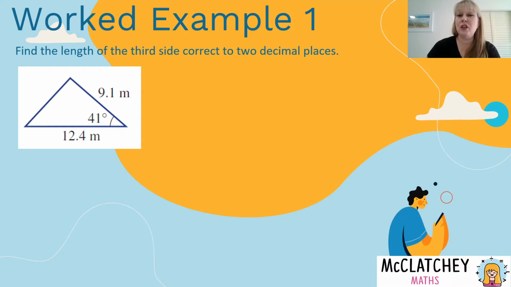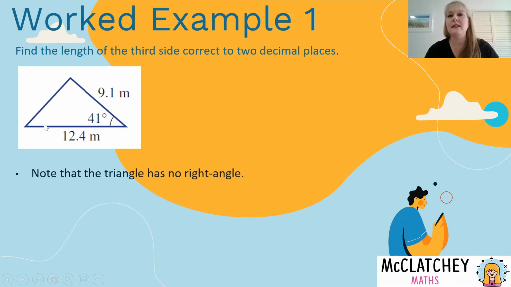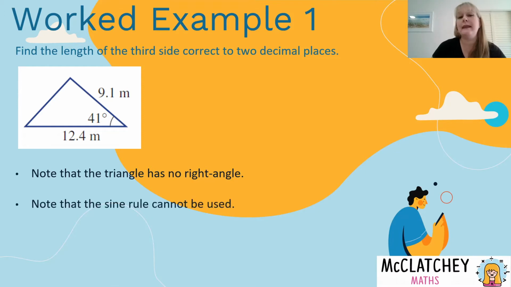Find the length of the third side correct to 2 decimal places. Now you'll notice that in this situation, we've got one angle and we've got two sides. If we wanted to use the sine rule, we couldn't, because we're wanting to find this side here, and we'd need information about one of these other angles to apply the sine rule. You'll also notice that this is not a right angle triangle, so we can't use SOHCAHTOA either.